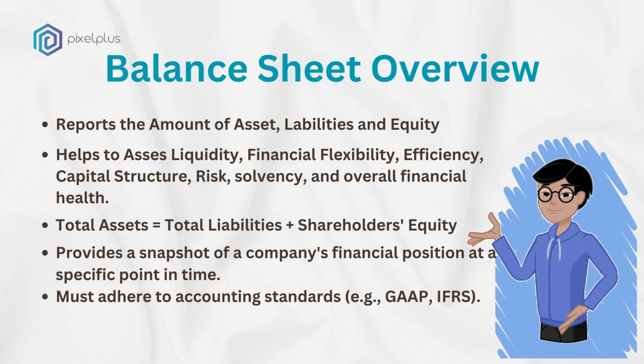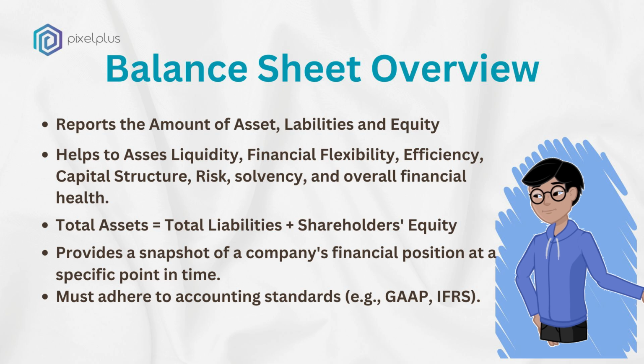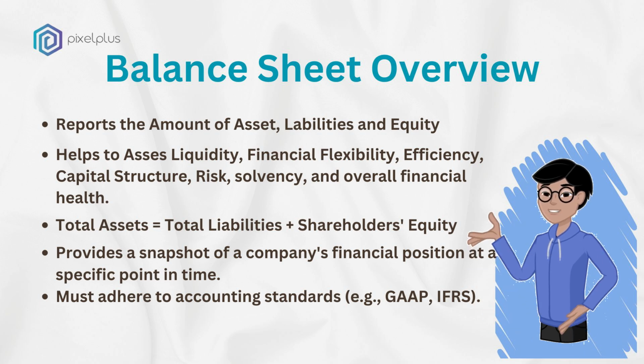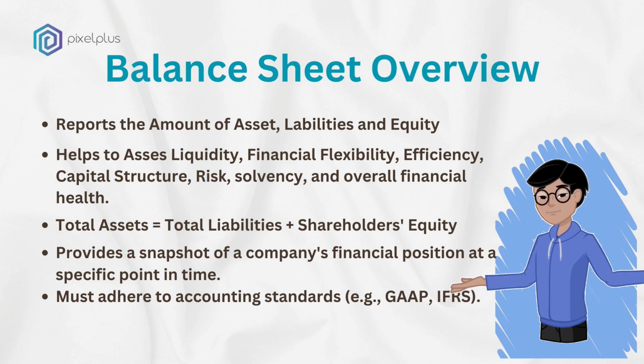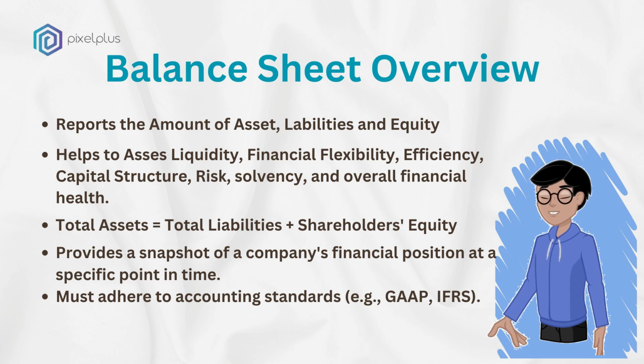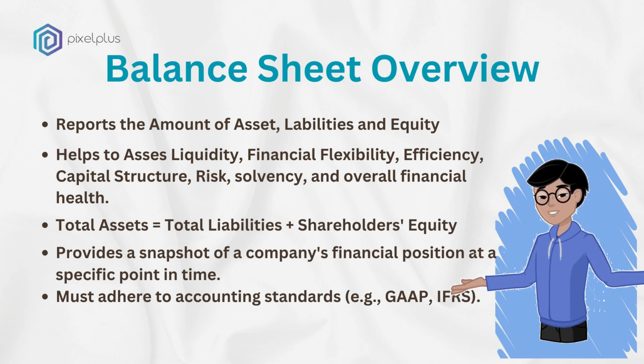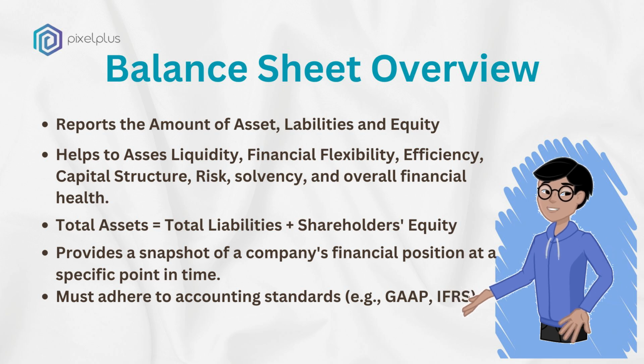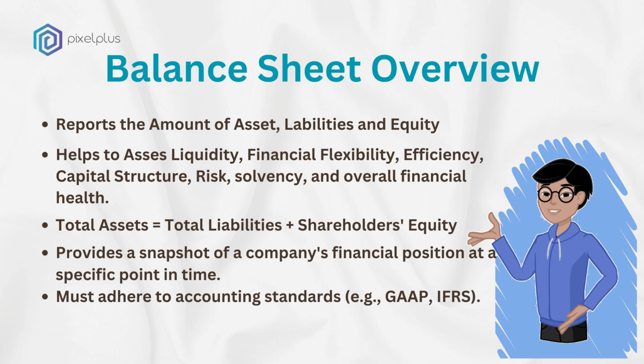The last thing in the balance sheet overview is that it must adhere to accounting standards. I already discussed with you that there are two accounting standards that we follow. The first one is GAAP. The second one is IFRS. In CMA, we will discuss most of the things that are related to GAAP. And we will also discuss where GAAP and IFRS have different opinions on a specific thing.